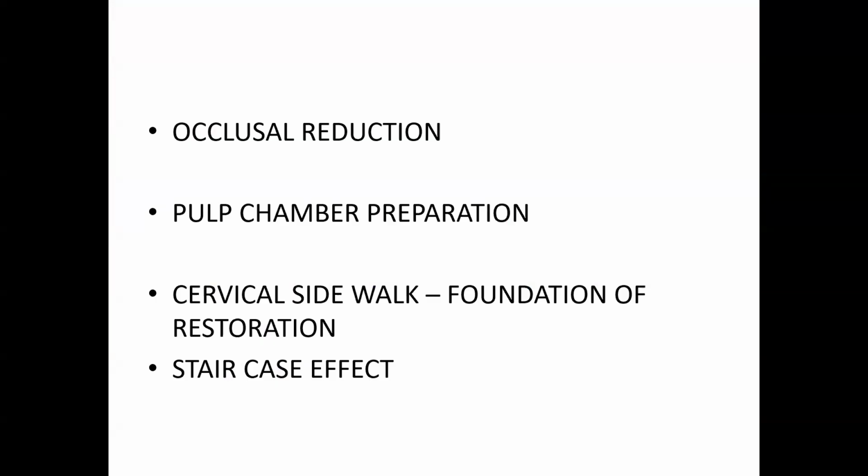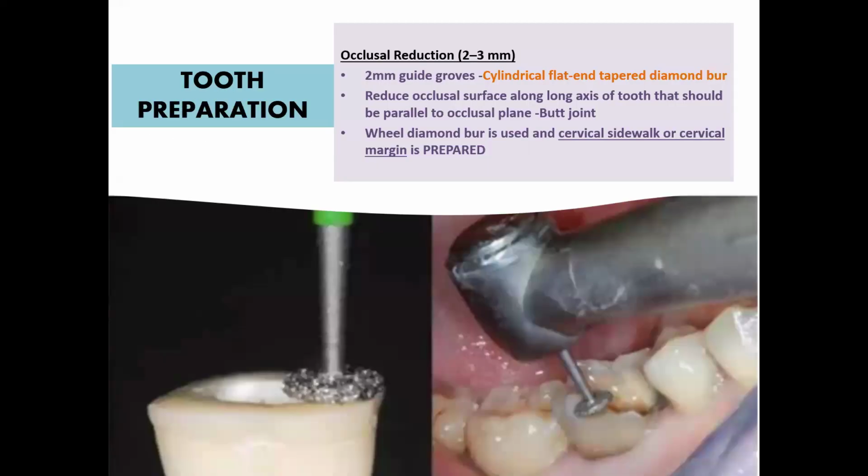Then the second one is the pulp chamber reduction, and you have to give a cervical sidewalk. That's the important thing you have to keep in mind when you think about doing an endocrown, because that is the basis, the foundation of a restoration. And the third one is the staircase effect, which is required when you prepare an endocrown.